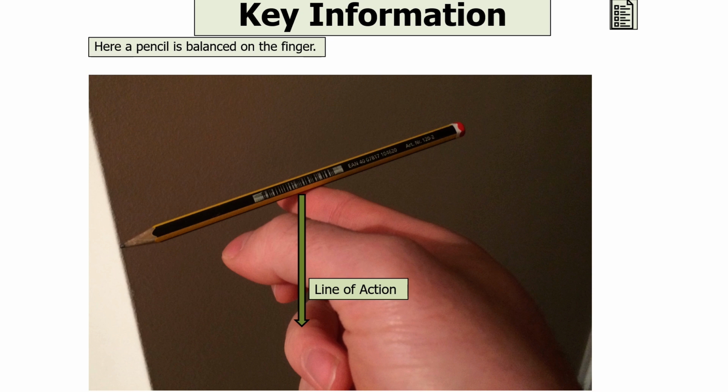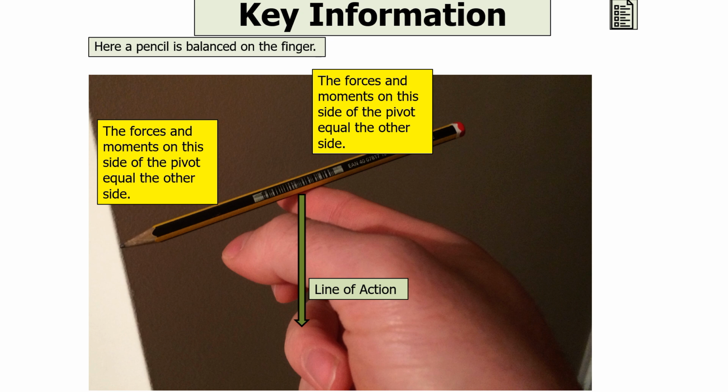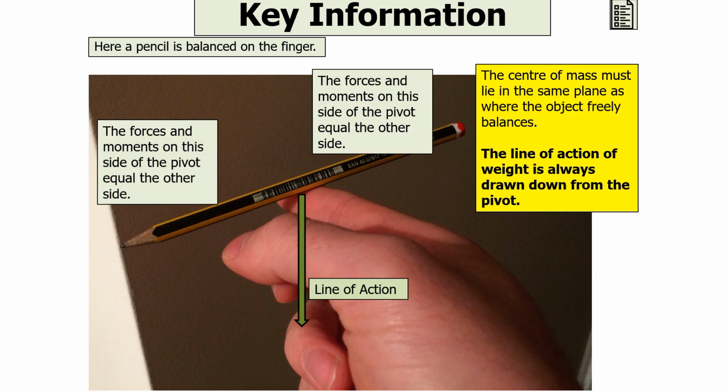Now we can see straight away our line of action from our centre of gravity, and we can note that the forces and moments on either side of this pivot are equal to the other side. Now as we know that the centre of mass must lie in the same plane as where the object freely balances, the line of action of the weight, or the centre of gravity, is always drawn down from the pivot.